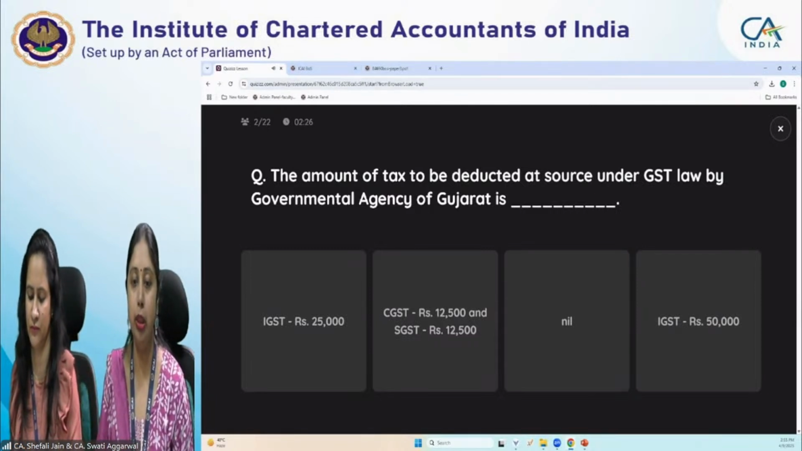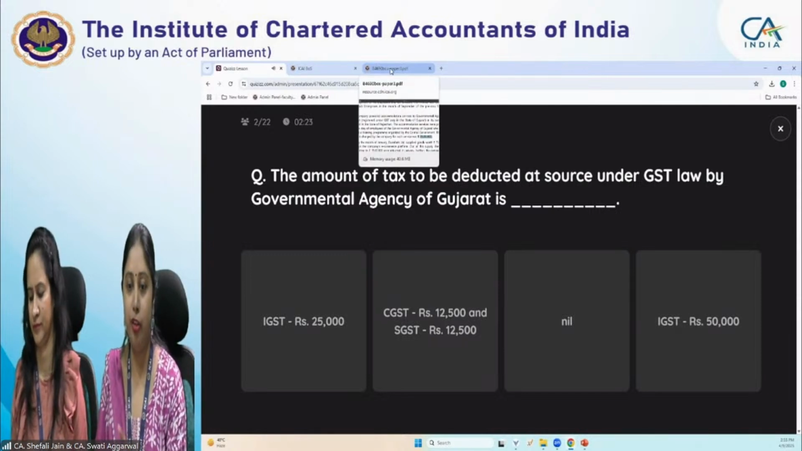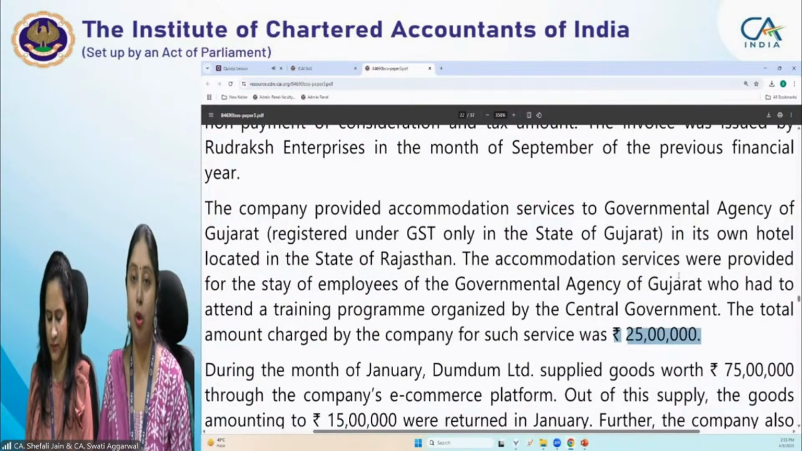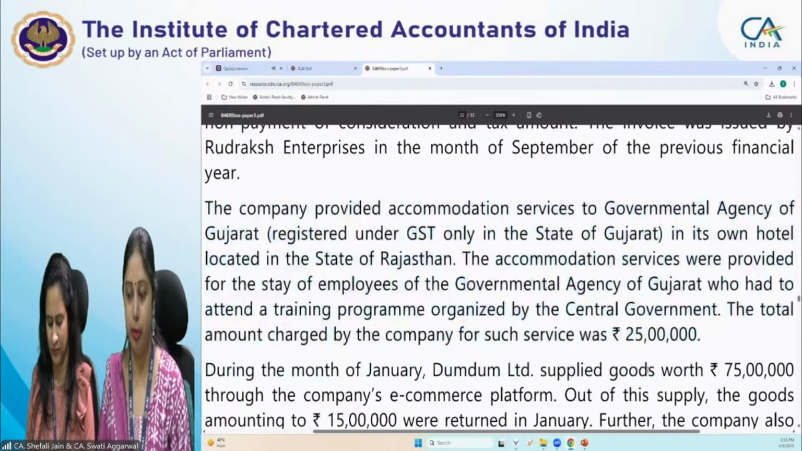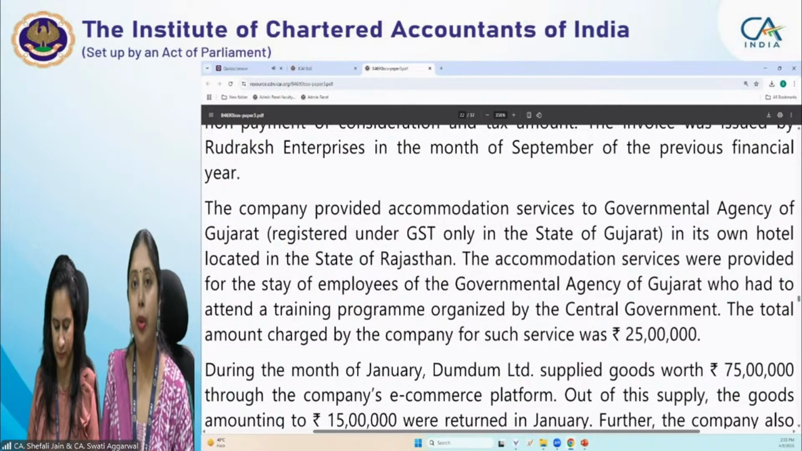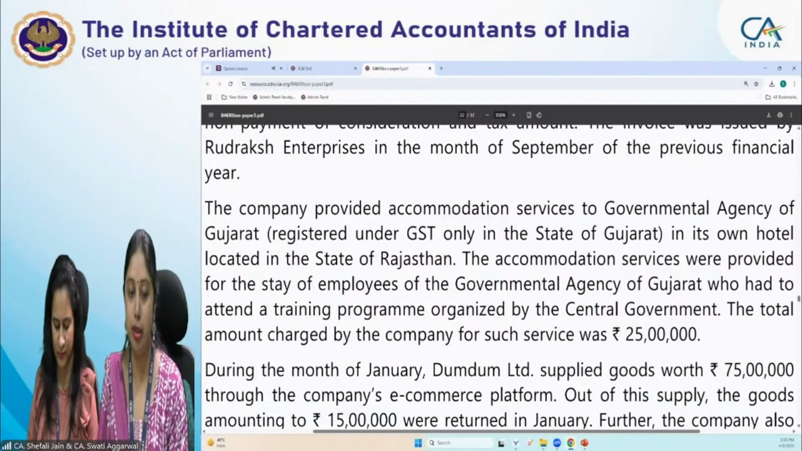And now we'll come to the relevant piece of information which is required for answering this question. आपको TDS compute करना है, which governmental agency of Gujarat will deduct, because supply किसको की जा रही है? Governmental agency. Now this is the relevant piece of information. So all of you, even if you don't answer correctly, try to answer it so that you can understand the concept. At least इस पूरे सेशन के बाद you will be able to understand the unique or the different concepts which have been tested in RTP to make you prepared for the forthcoming examination.